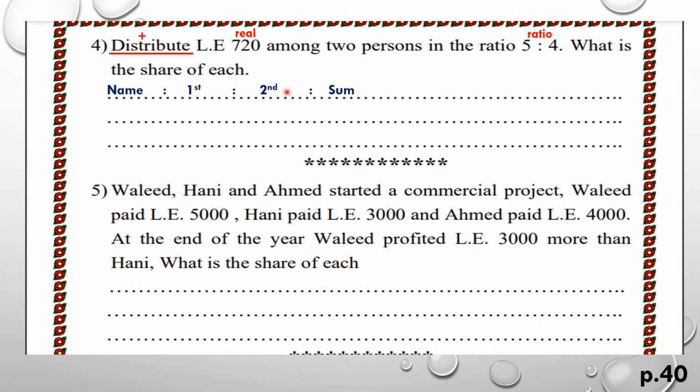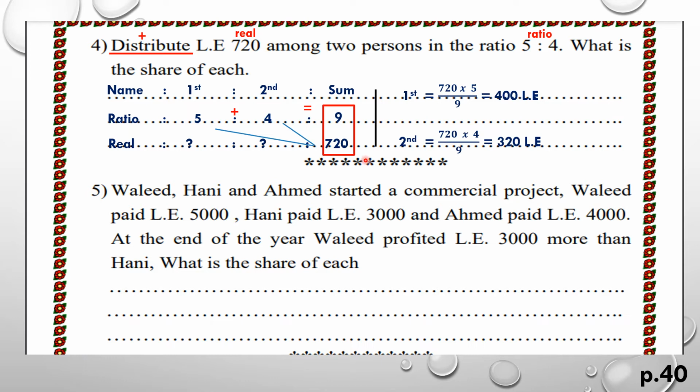Name. First to second to sum. Why sum? Because here we have distribute, which means plus. Ratio. 5 to 4. So how can I find the sum? We need to add 5 plus 4 equals 9. Now, real. 720 should be put under sum. Here is our completed column. Let's find the first. First, 720 times 5 over 9 equals 400 LE. Second, 720 times 4 over 9 equals 320 LE.